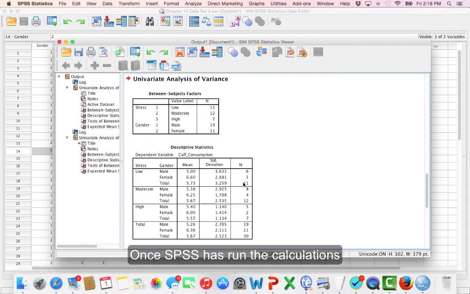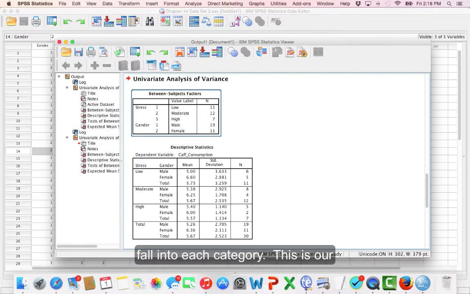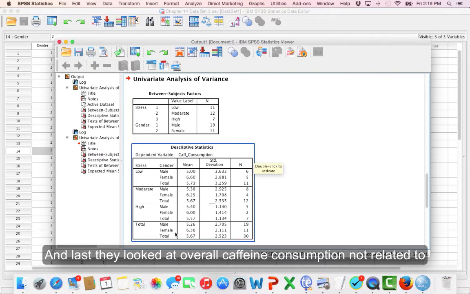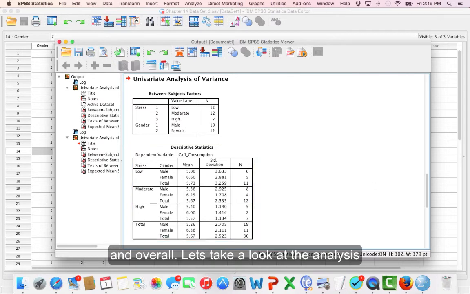Once SPSS has run the calculations, we have a summary table that just outlines how many people fell into each category. This is our descriptive statistics, or it gives us the mean for males who reported low stress and females, as well as overall. Males who reported moderate and females who reported moderate, as well as overall. And then males and females who reported high stress and overall. And then they looked at overall caffeine consumption, not related to stress level, just males and females and overall.